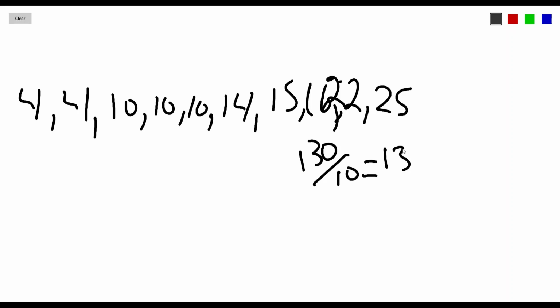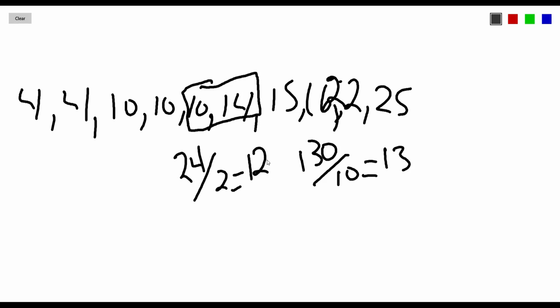Okay, so that's our average. The middle value. All right. So we have 10 numbers here. If we had 9 numbers, we would just take the 5th number in numerical order. But since we have 10, we're going to take the 5th, which is this 10, and the 6th, which is that 14. We're going to add those up, 24 divided by 2, which gives us a median of 12.